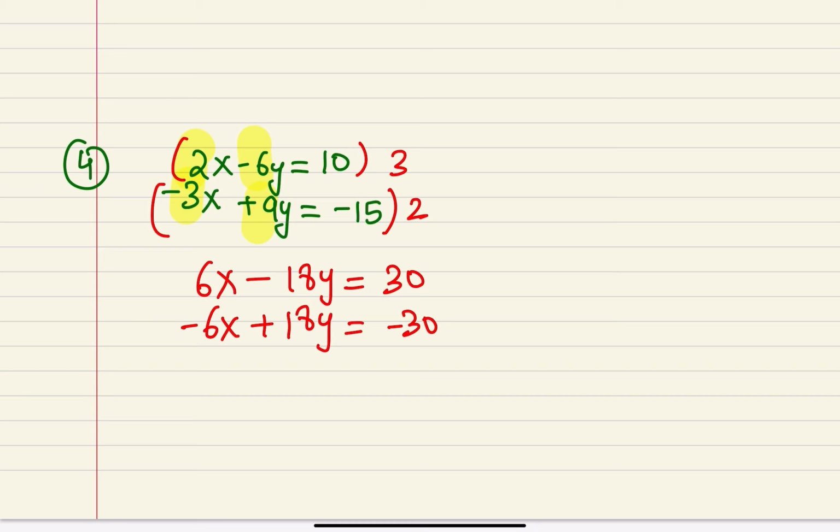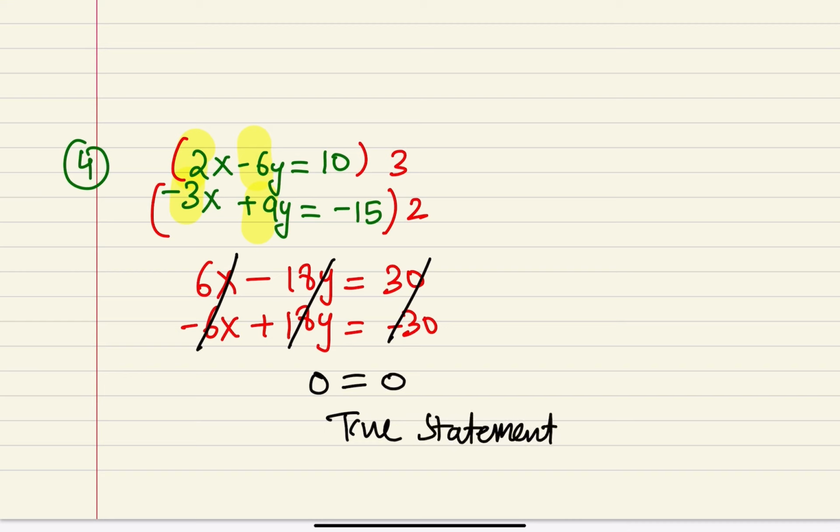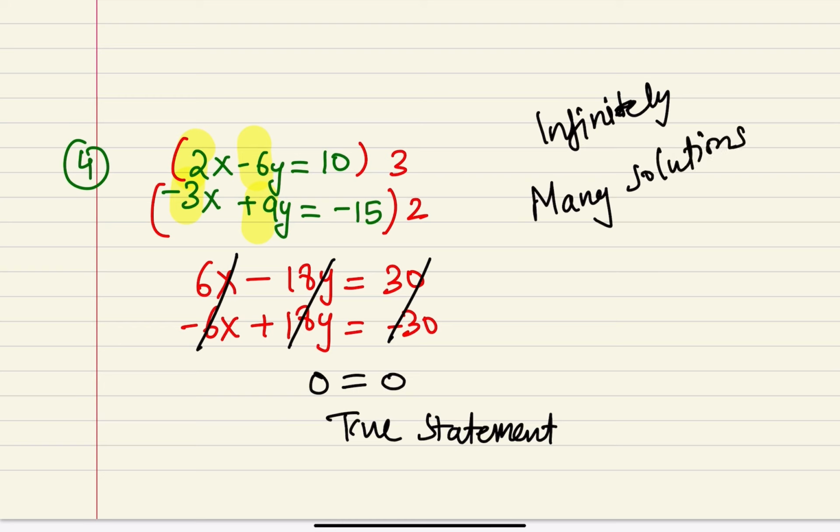Let's see what happens now. 6x minus 6x is 0. Negative 18y plus 18y is 0. 30 minus 30 is 0. And 0 equals 0 is a true statement, and this is always true. So that means this system has infinitely many solutions. There's infinitely many possible solutions.